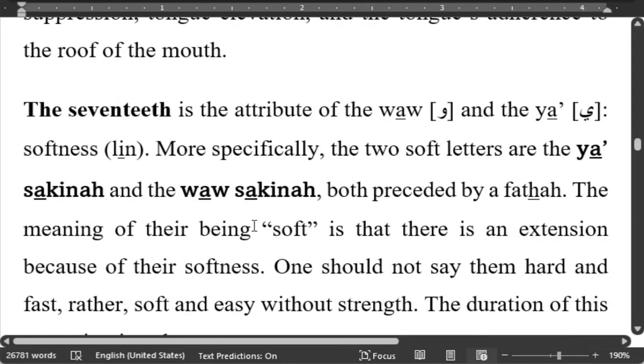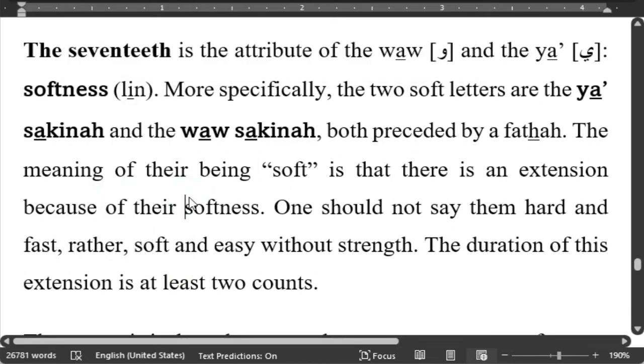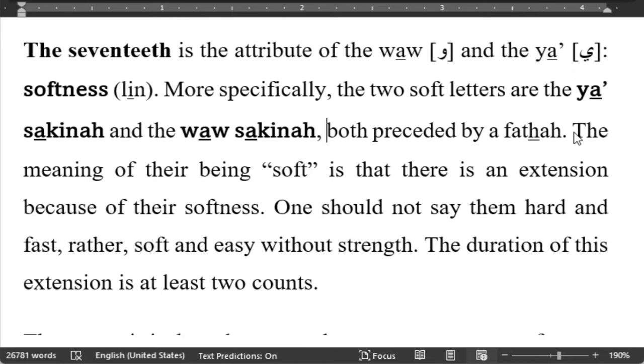The 17th, which is the last, is the attribute of the waw and the ya. Softness. Lean. More specifically, the two soft letters are ya sakina and waw sakina. What does sakina mean? It means there's no vowel on it. Both preceded by a fatha. So, for example, li'ilafi Quraysh. Quraysh. There's a ya. Quraysh.